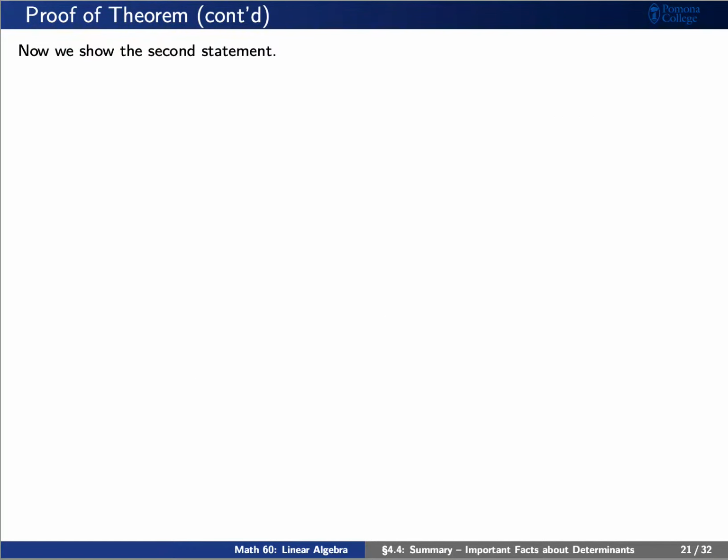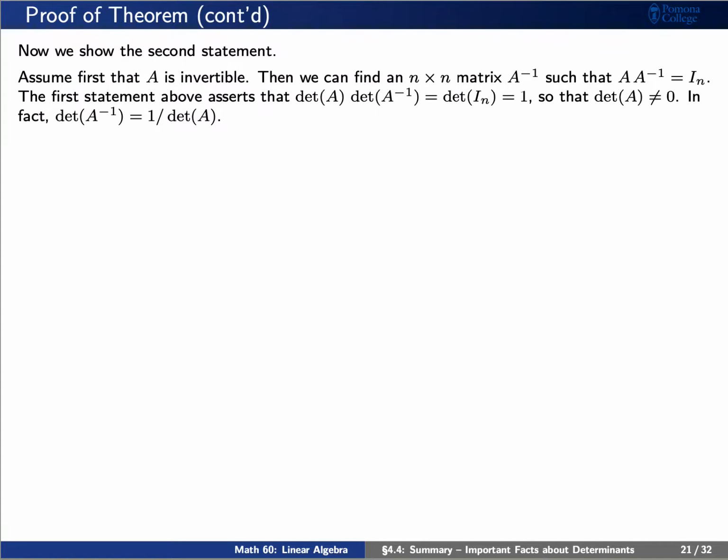Now let's prove the second statement. This was the one about invertibility. First, let's assume that A is an invertible matrix. This means that we can find an A to the minus 1 such that A times A to the minus 1 is the identity matrix.